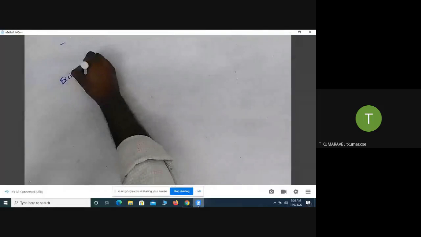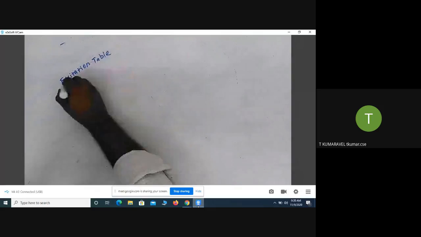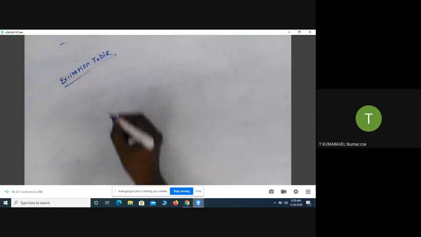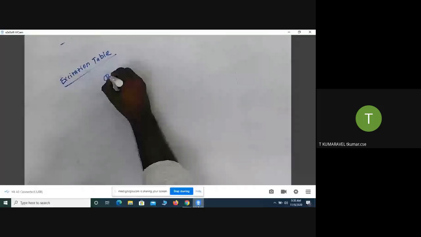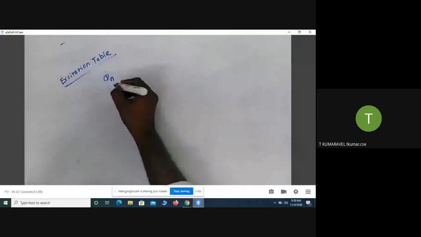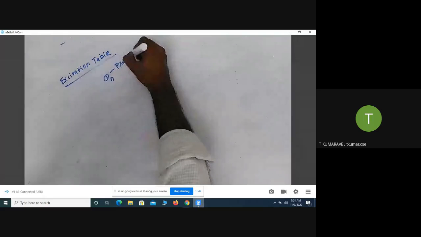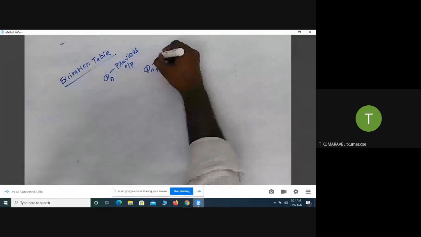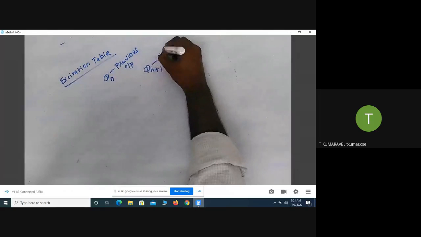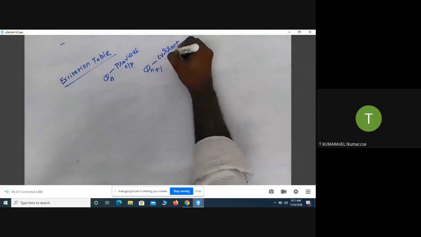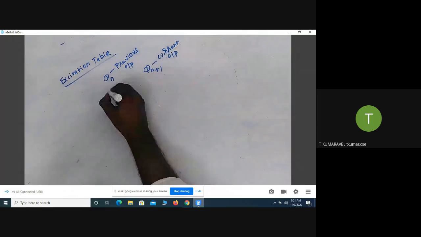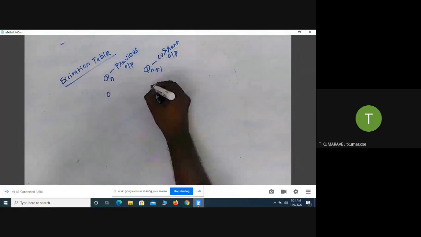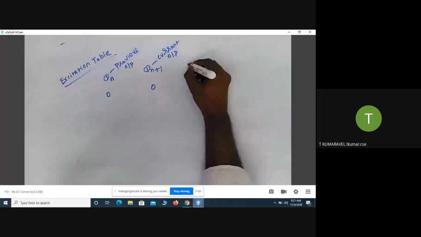The excitation table tells that if the previous stage output is, this is called the previous stage output, and Q n plus 1 is called the current output. So what I am trying to say is, if the previous stage output is 0 and the current output is 0, in the sense what is the combination for J and K, that can be represented in tabular format. That is called the excitation table.